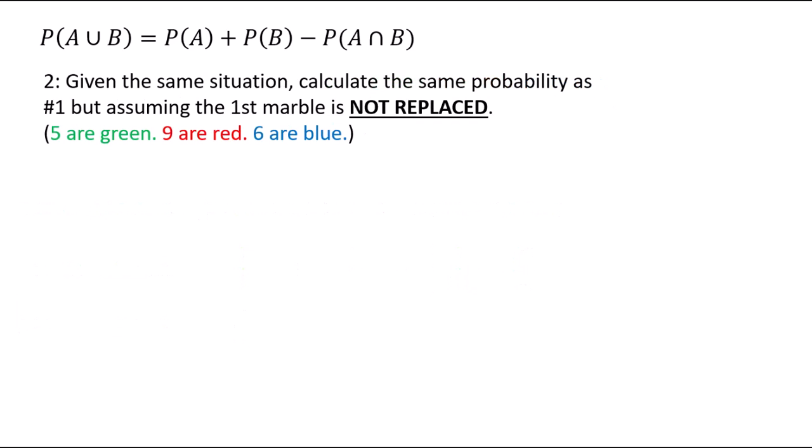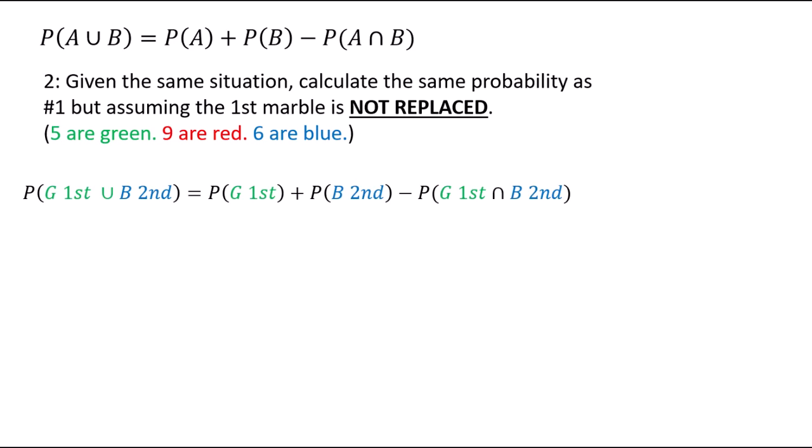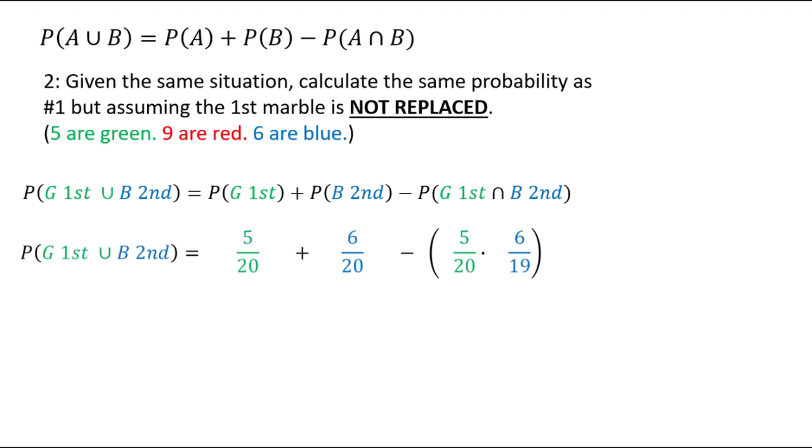So in question number 2, same probability. We're looking for the chances of us picking a green one first or a blue one second. But with this one, after we pick that first marble, we don't put it back. It's not going to be replaced. So we're going to have one less marble. Now let's bring in my formula again. We're going to use the same formula. And I'm going to add in all my individual probabilities, but you'll notice it's something different.